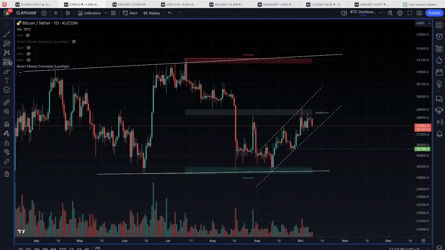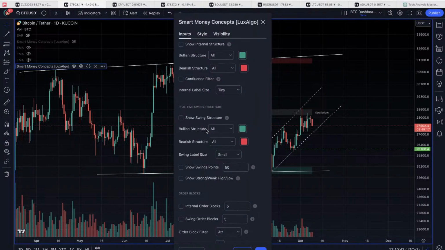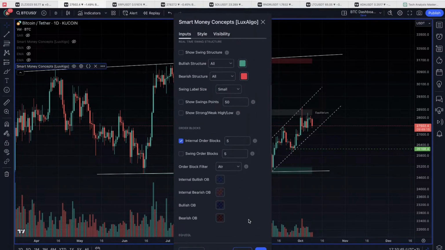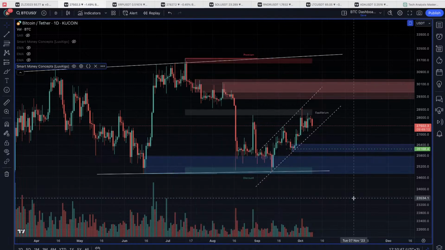Now, when I open that indicator again and I turn on internal order blocks, something comes up.